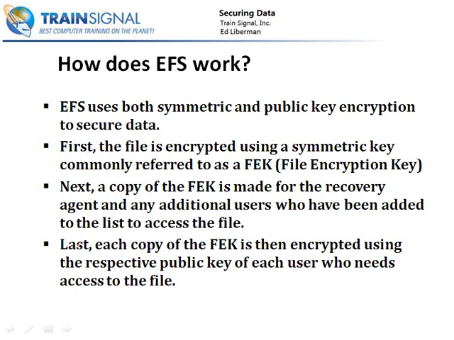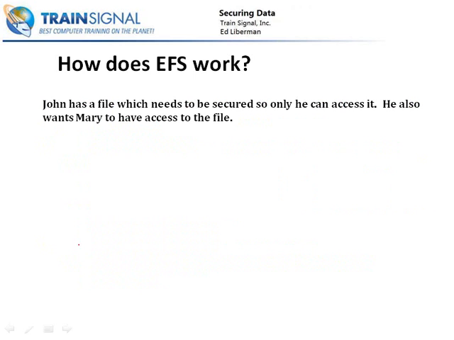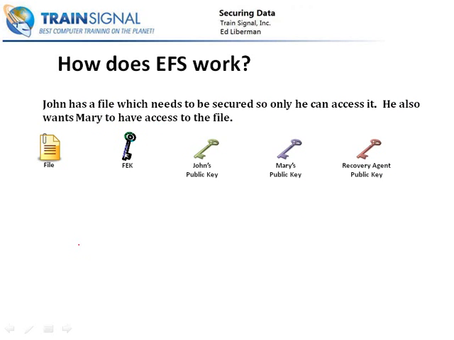Alright, I don't know about you, but that was pretty confusing. So how about I see if I can't illustrate this to make a little more sense. John has a file which needs to be secured so that only he can access it. Plus, although we just said only he can access it, he also wants Mary to have access to the file. In order to make this all happen, we have our actual data file. We have to have a FEK, a file encryption key. We have John's public key, Mary's public key, and then the recovery agent's public key. Those are all the components we're going to need.